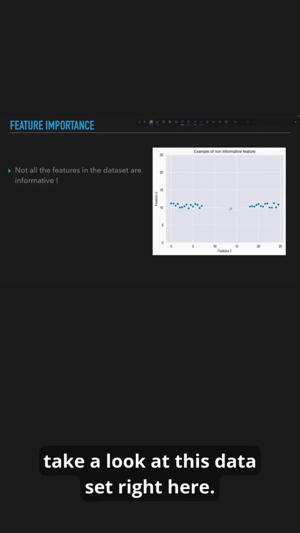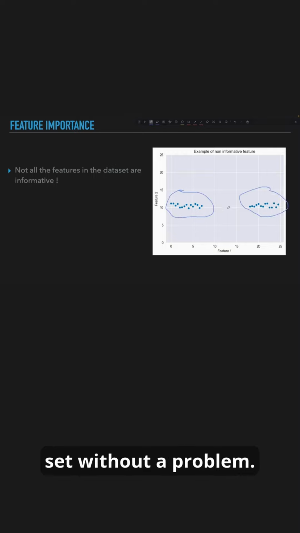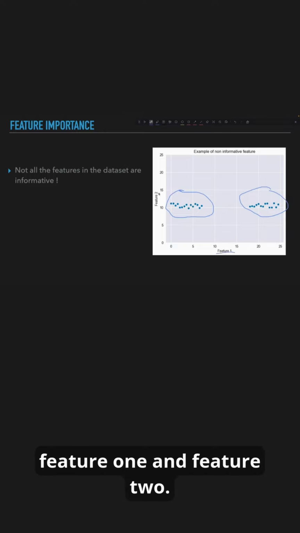Let's take a look at this dataset right here. And as you can see, there clearly are two groups, and we could cluster this dataset without a problem. And this dataset is described by using two features, feature 1 and feature 2.